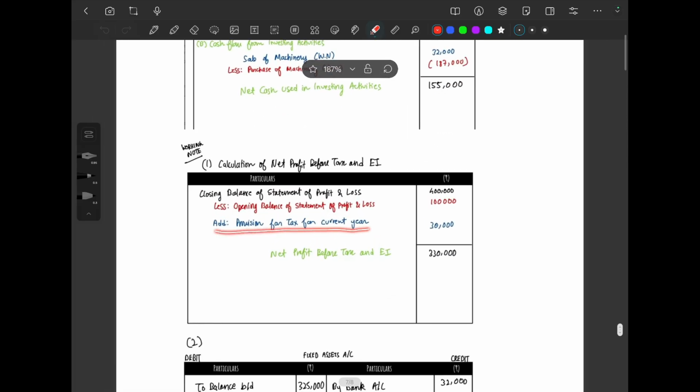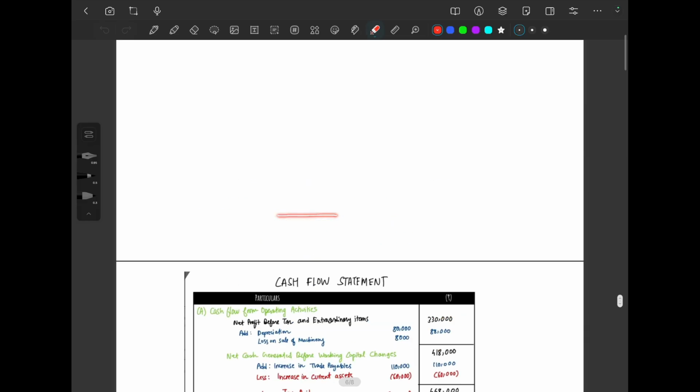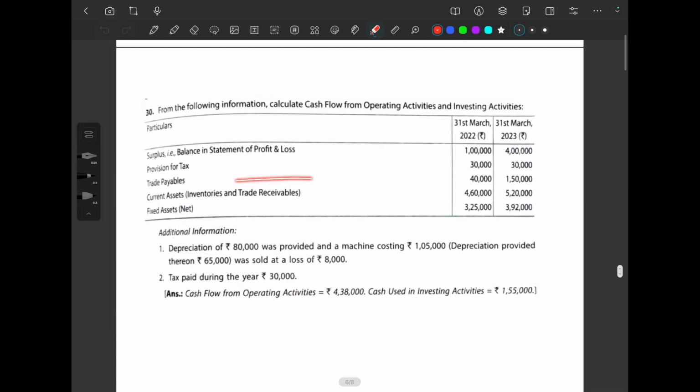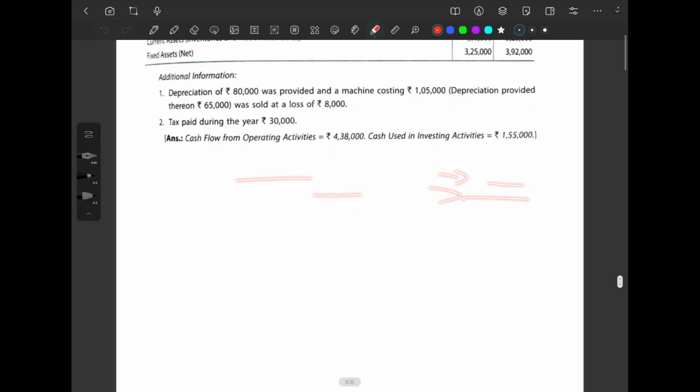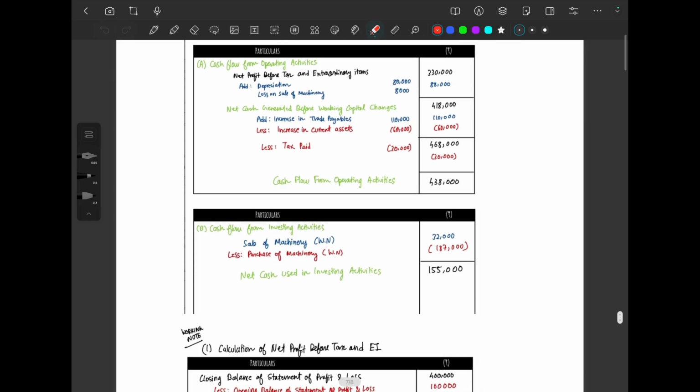And here it is provision for tax for the current year, and you get your net profit before tax, and you get 3,30,000 as your net profit before tax and extraordinary items. You add the depreciation and the loss on sale of machinery, and after that net cash generated from working capital changes was 4,18,000. And here we add, there was trade payable that was increasing, trade receivable that was also increasing. So I already told you the effect of these items, that is very simple.